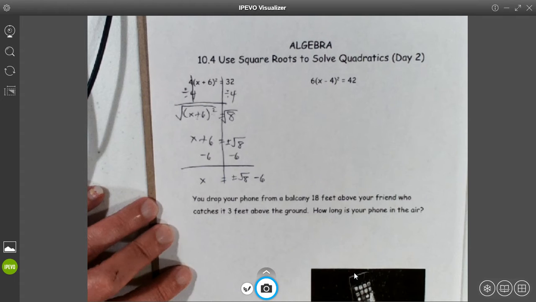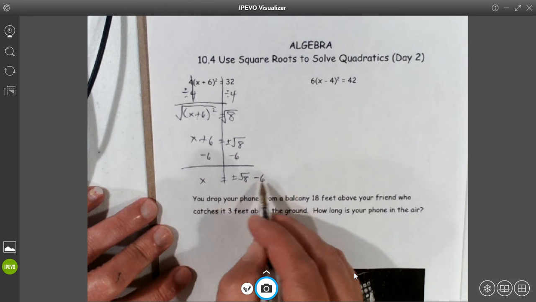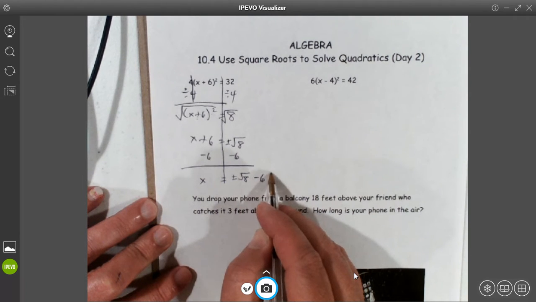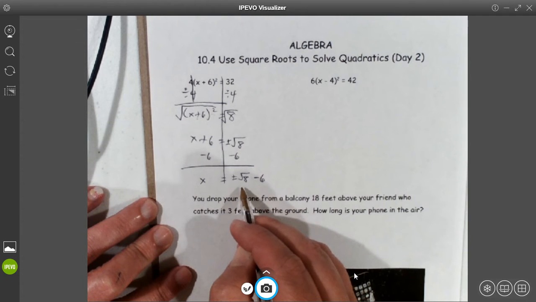That's okay, but a lot of times, when you're writing that square root, if you get a little carried away, they can't tell: does that square root go over the whole thing? Is it the square root of 8 minus 6, or is it the square root of 8, minus 6?